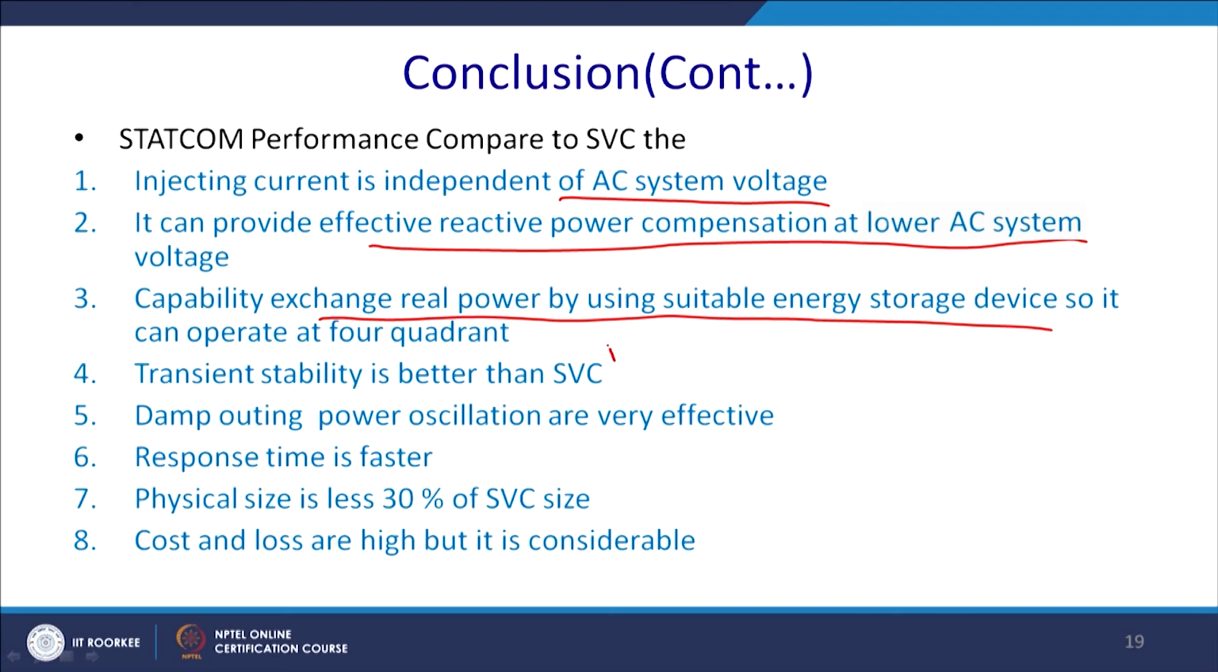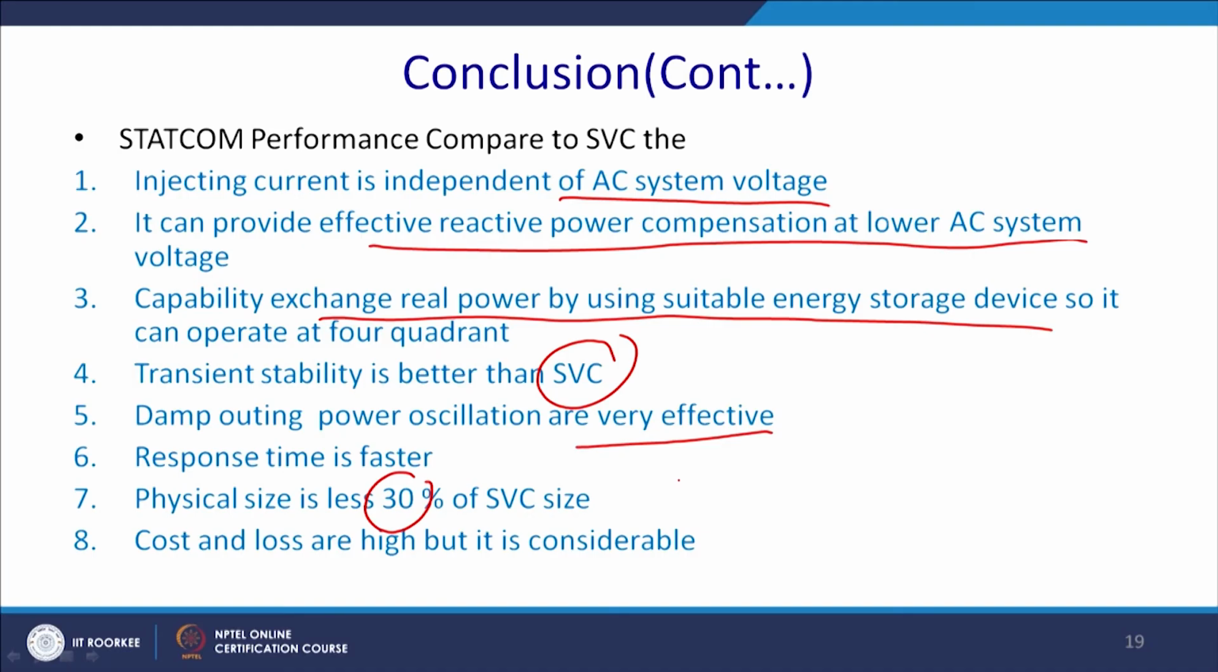Transient stability is better than SVC because with TCSC you have to wait for the transient-free operation. Damping of power oscillation is very effective. Response time is very fast compared to the passive elements of SVC. Physical size is around 30% less than SVC, and cost and losses are a little high compared to the SVC, but with the advent of new technology and new switches, and their ever increasing rating, we hope that this statement will change soon or already has changed.